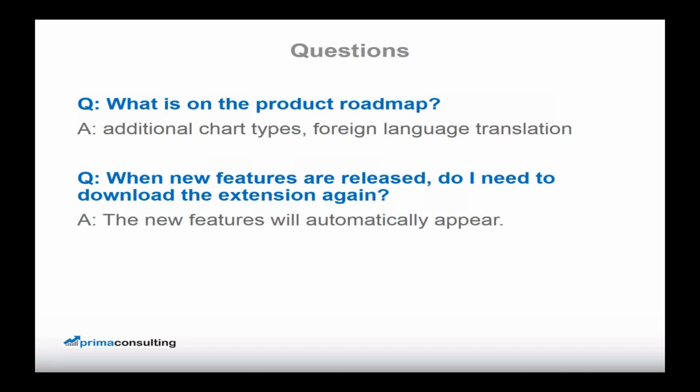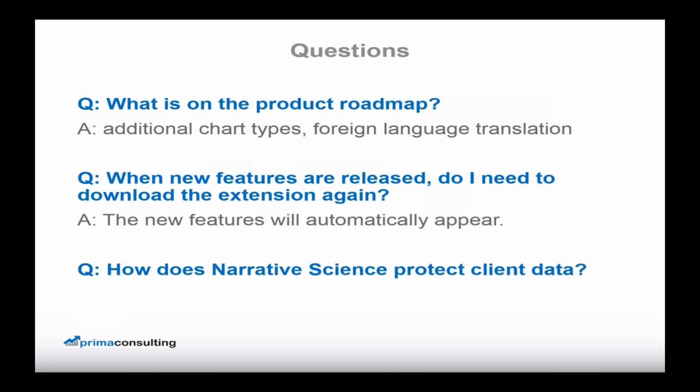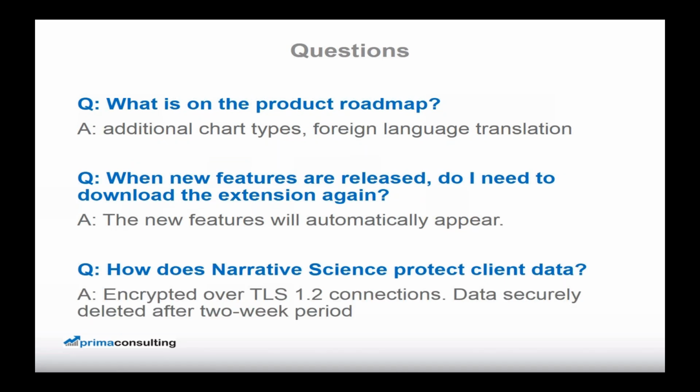How does Narrative Science protect client data? Customer data that is transmitted to and from the Narrative Science platform is encrypted over TLS 1.2 connections. Once uploaded, all data is encrypted at rest. Most importantly, Narrative Science does not warehouse customer data. All data uploaded to a system is securely deleted after a 2-week period.